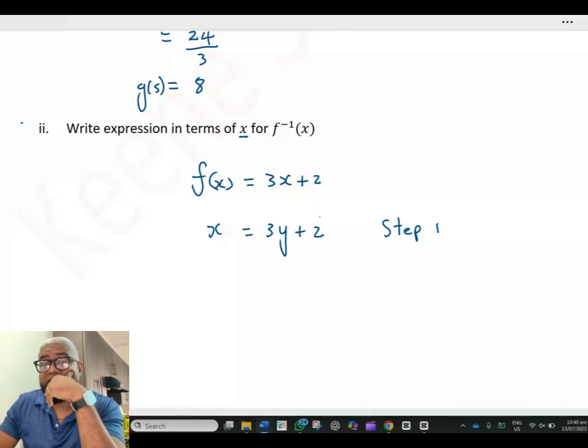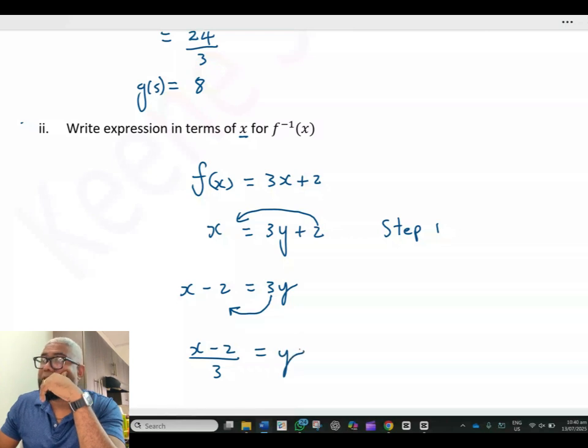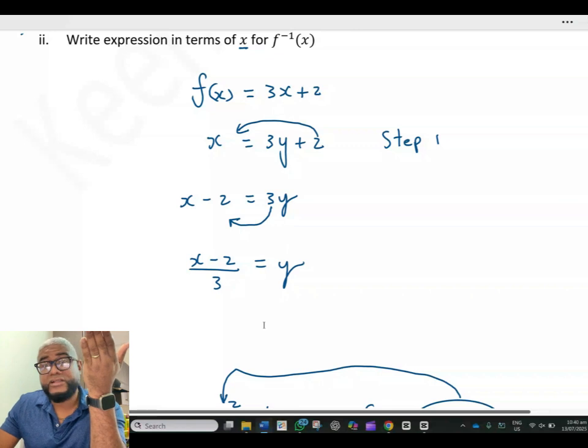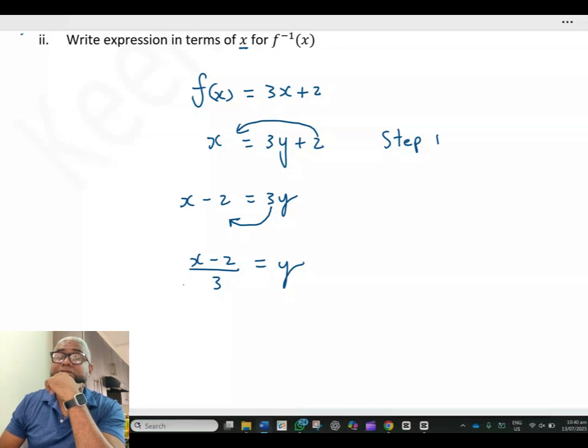What's the first thing I'm moving here, Taylor? The 3 or the 2? Yeah. So what did you just say, Bria? x take away 2 is equal to 3y. Everybody good there? What's the last thing I do there, Zara? Everybody good here? See how simple this thing is, right? You good? Yes. Right. What's the last step here, Daryl?